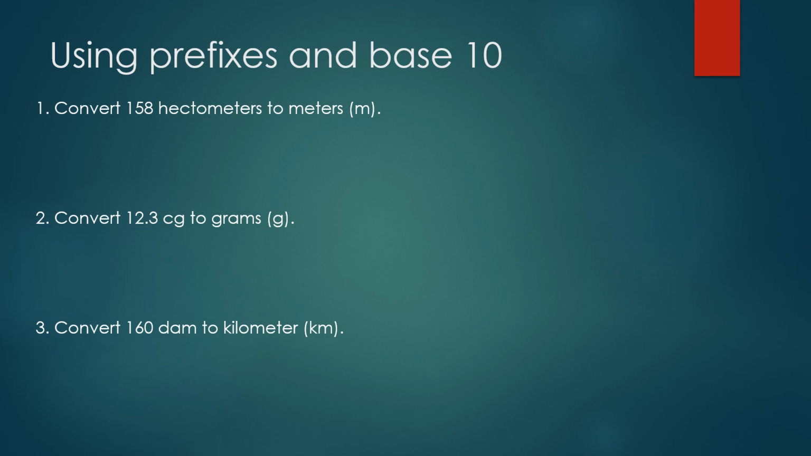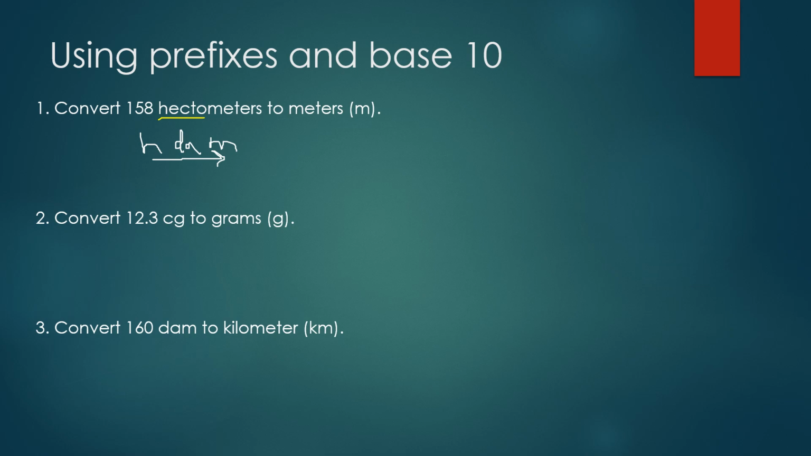So now let's practice. Let's use the prefixes and base 10 to find the conversions. The first one we're going to look at is the conversion for 158 hectometers to meters. So meters is the base. The prefix is hecto. If you remember from the previous chart, if meter is my base, then we had decameter and hectometer. We're going from hectometers to meters.